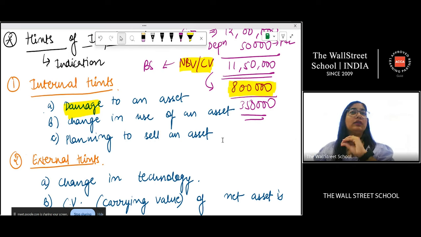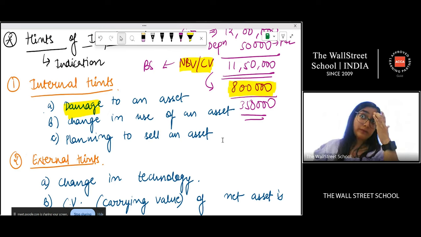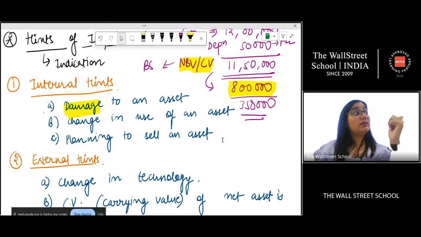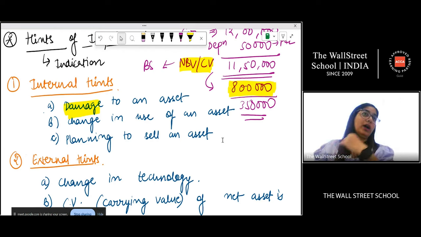In every year impairment is not charged. Impairment will only be charged whenever there is an event. One of the events that I can remember is the Russia and Ukraine conflict that happened, because of which there were a lot of companies that were charging impairment. Can you think of one of the reasons that could be there?